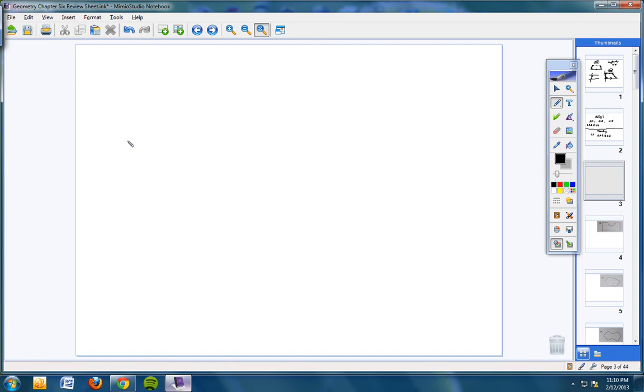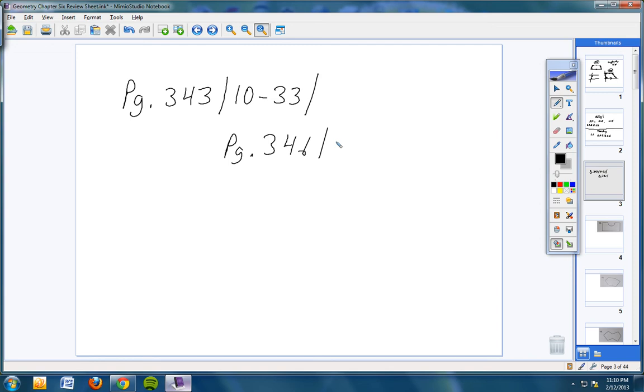If you want the 5 bonus points, then you will do this 40 problem review sheet. And if you do not, then that's up to you. But you'll have plenty of time in class to do this. So page 343, numbers 10 through 33, and page 346, numbers 1 through 17.